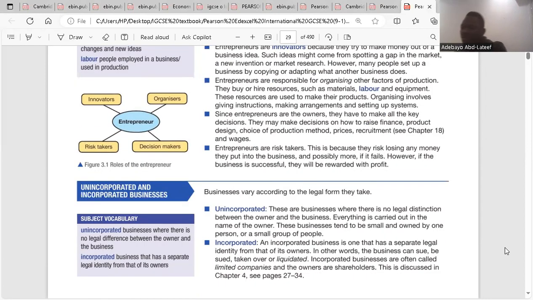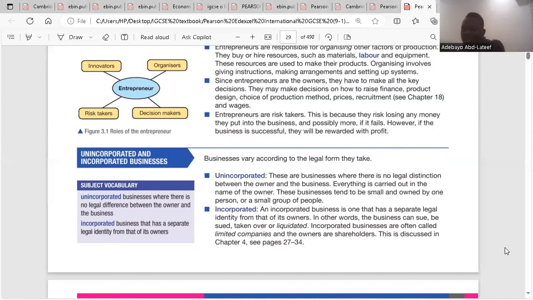So that takes us to incorporated and unincorporated businesses. We have two types of businesses. Why do we call it unincorporated business? Because there's no legal distinction between the owner and the business. The owner of the business and the business are the same, so you cannot separate the owner from the business. Whatever happens to the business happens to the owner.